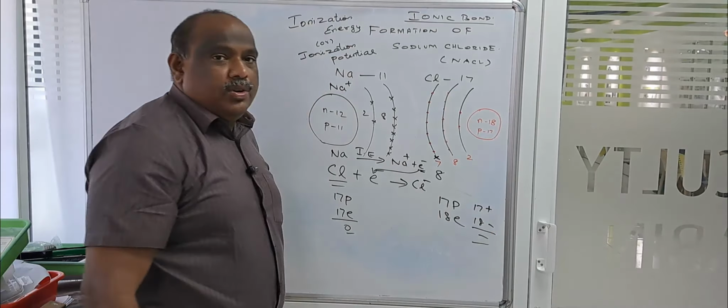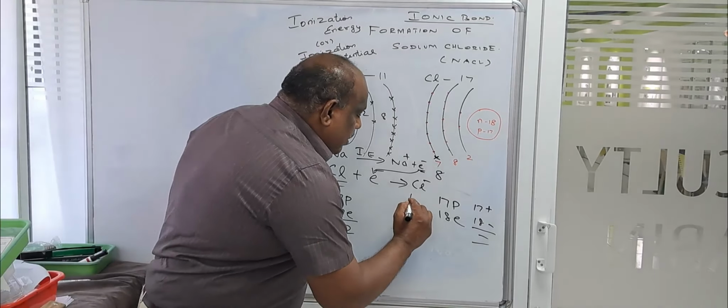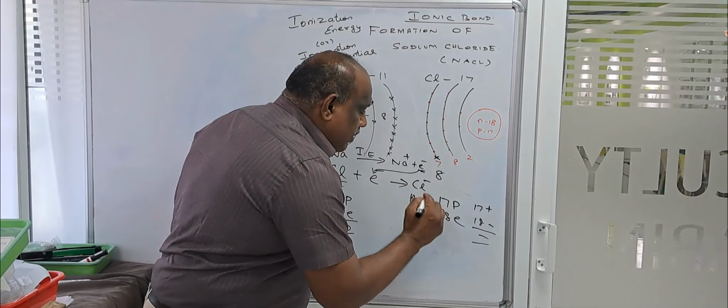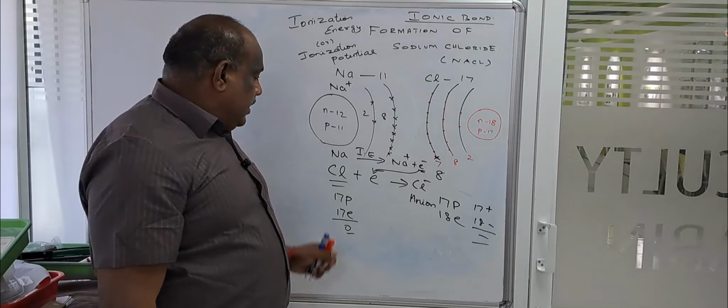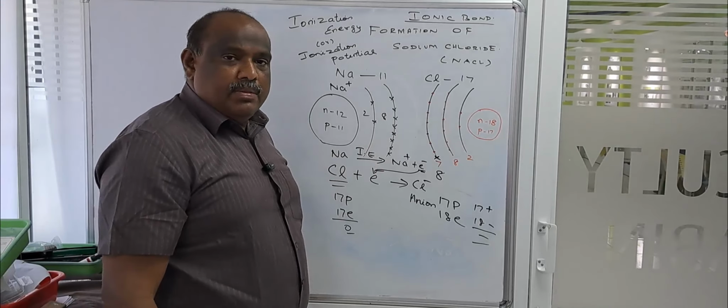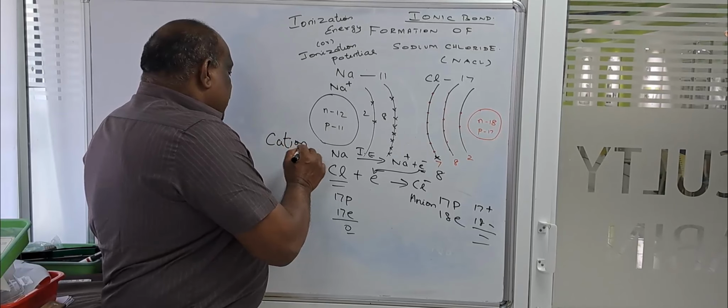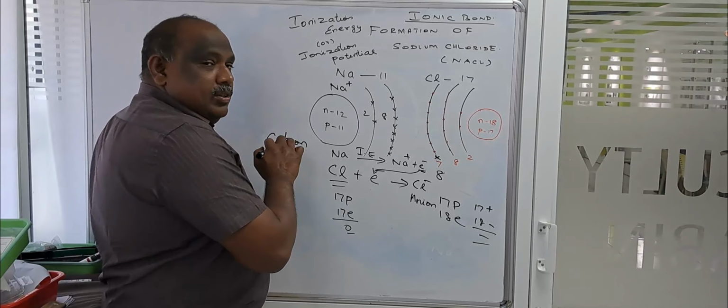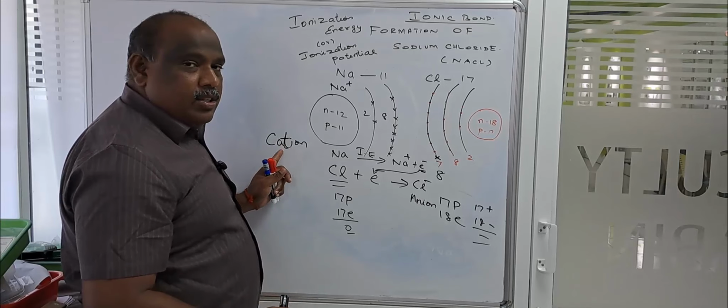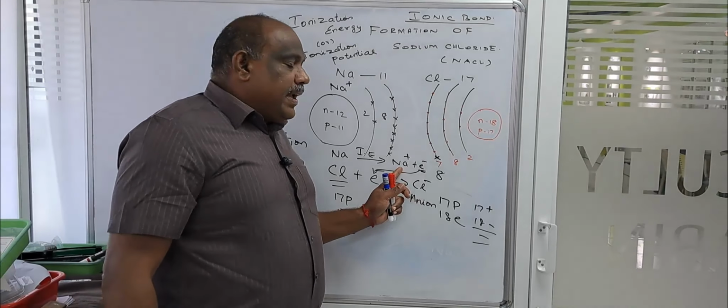That 1 negative is shown here. So the chlorine becomes what? Anion. The chlorine becomes chlorine anion. Here the sodium becomes sodium cation. Sodium becomes what? Sodium cation. Cation I already told. The symbol is looking like positive. So ion means charged particle. So positive charged particle. So it's sodium cation.